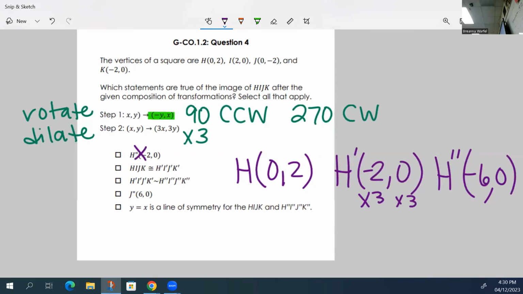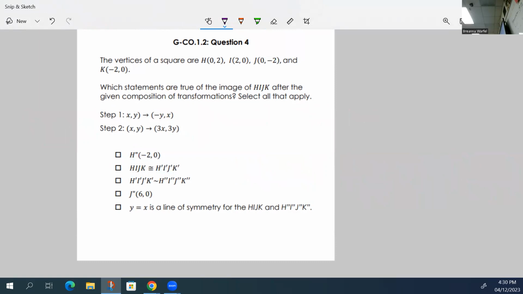Okay, the next part. It's asking you if hij, this is the first figure, and this is the second figure, and it's asking you if they are congruent. We'll go back to step 1. If you're rotating, your figures always stay congruent, so this is true. Okay, I'm going to delete some stuff up here so you can see better. So this one's out, this one's true.